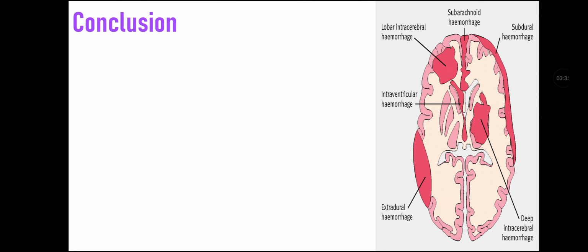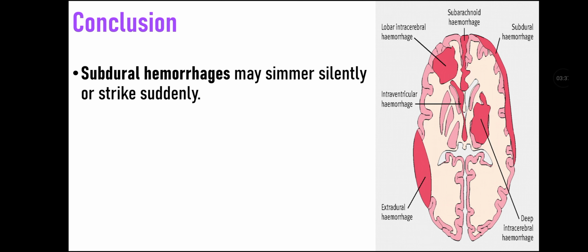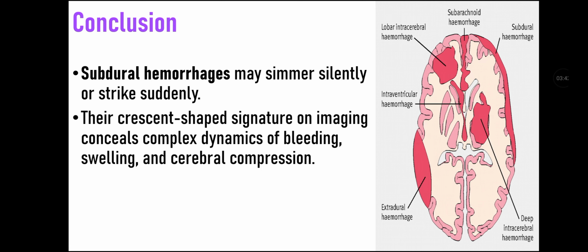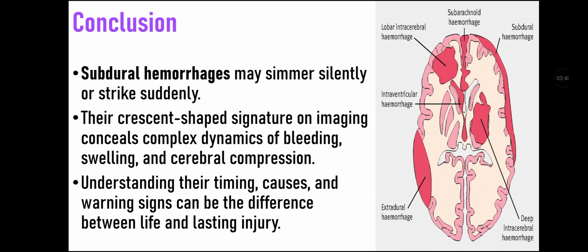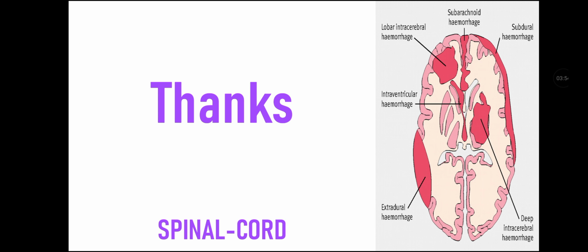Now let's talk about the conclusion of this lecture video. Subdural hemorrhages may simmer silently or strike suddenly. Their crescent-shaped signature on imaging conceals complex dynamics of bleeding, swelling, and cerebral compression. Understanding their timing, cause, and warning signs can be the difference between a life and lasting injury. And this was all about subdural hemorrhage.